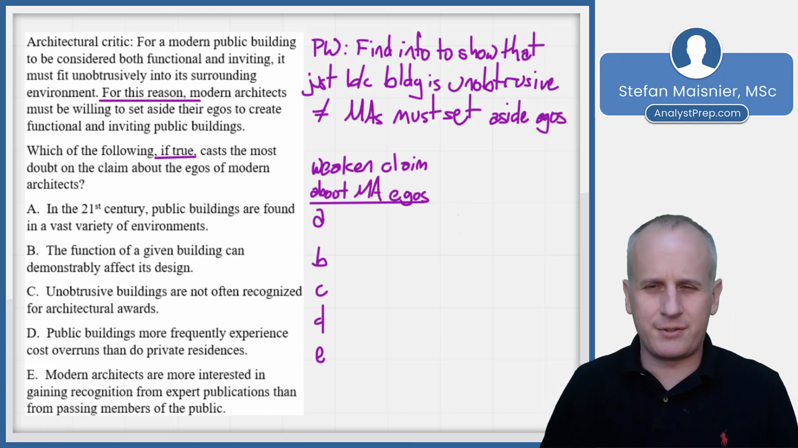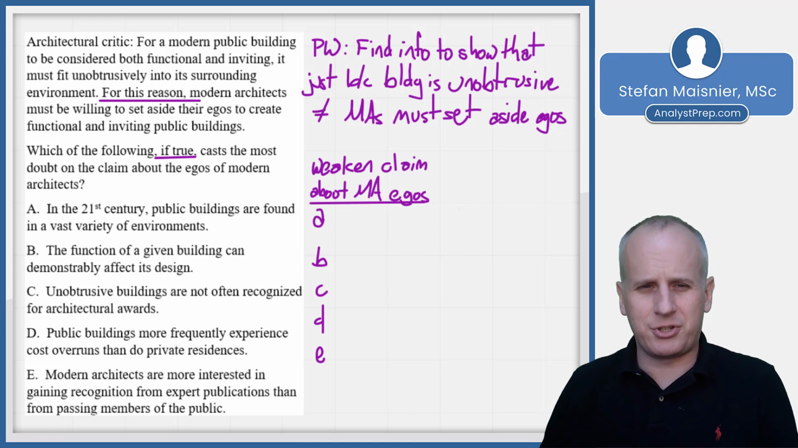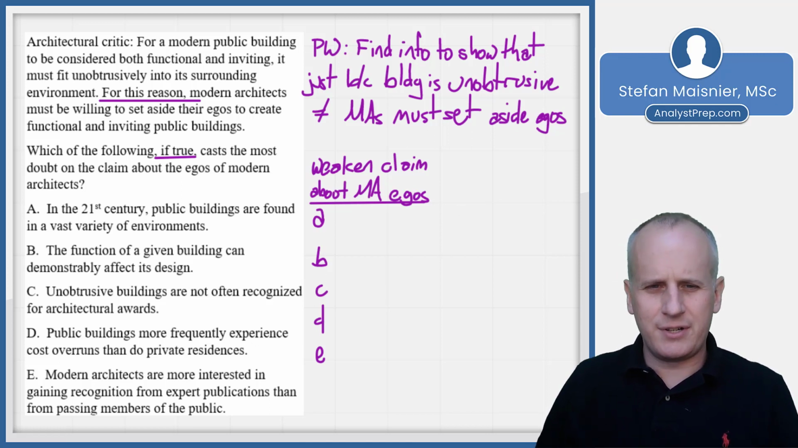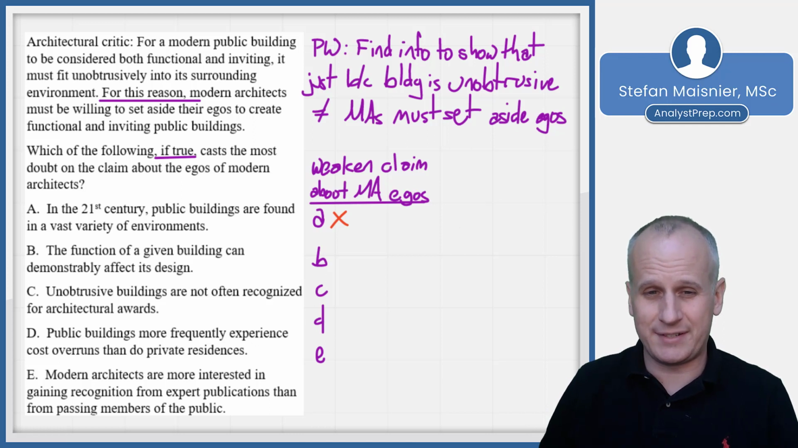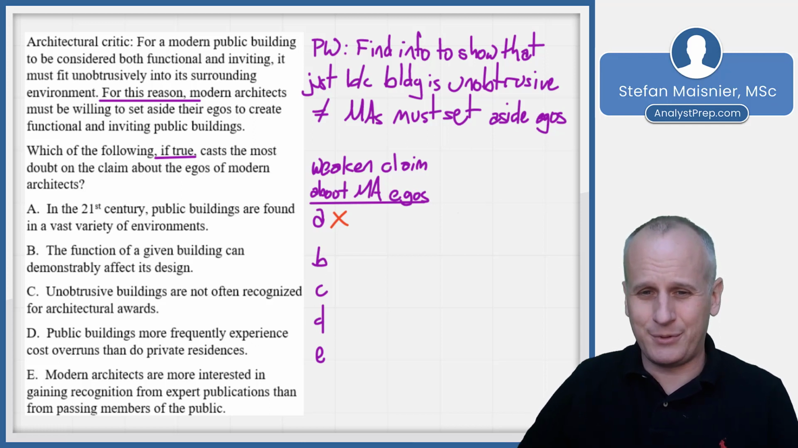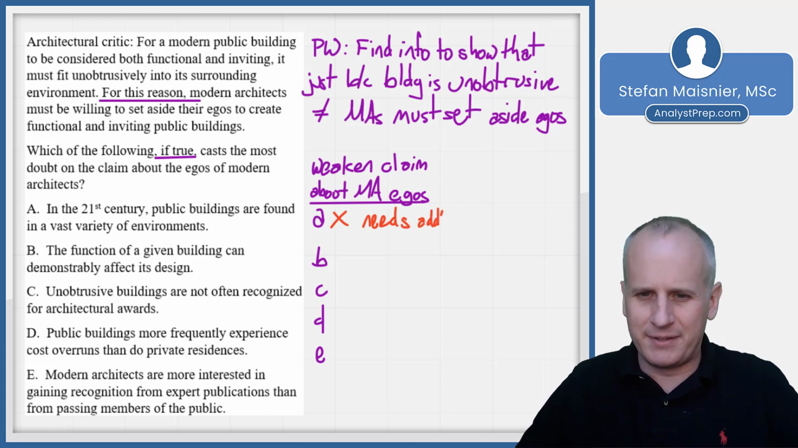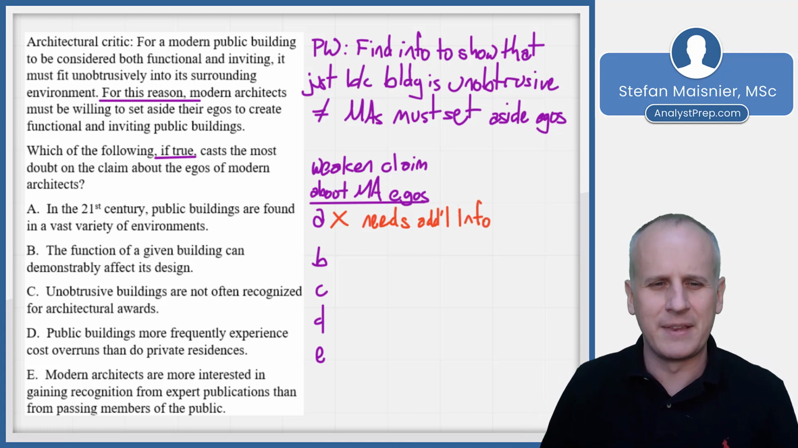So now we go to our answer choices seeking a match to that prediction. So in the 21st century, public buildings are found in a vast variety of environments. Okay, wonderful. That has absolutely nothing to do with our prediction. If we've got a good prediction, we don't even really consider this any further. But again, a vast variety of environments, that just asks more questions than answers. So we'll just say that that needs additional information about the varying environments and what they mean and how they relate to the architects' egos and all that sort of stuff.